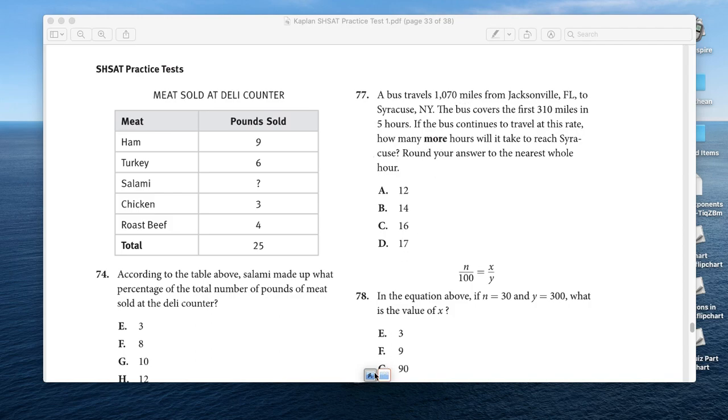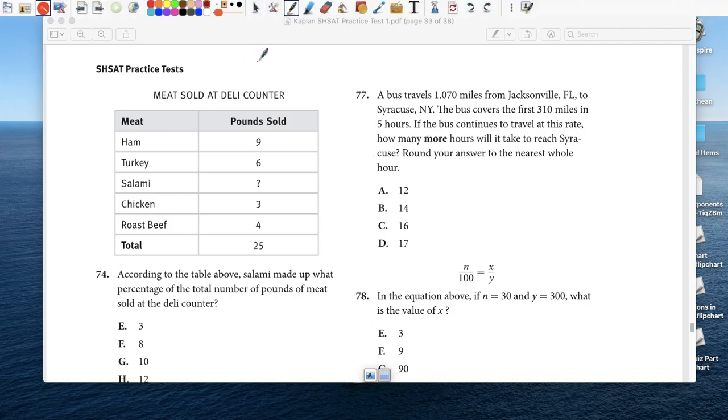The bus travels from Jacksonville to Syracuse, and it's 1,070 miles distance-wise. The bus covers the first 310 miles in 5 hours.